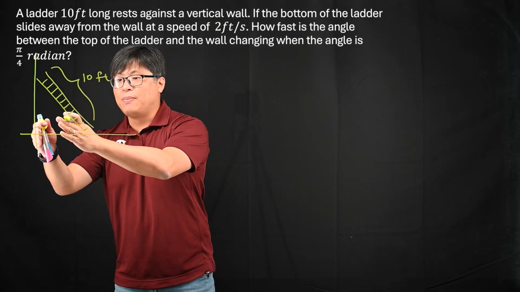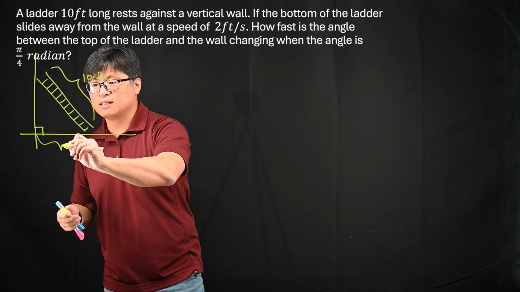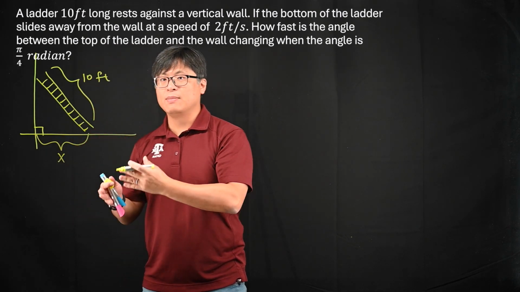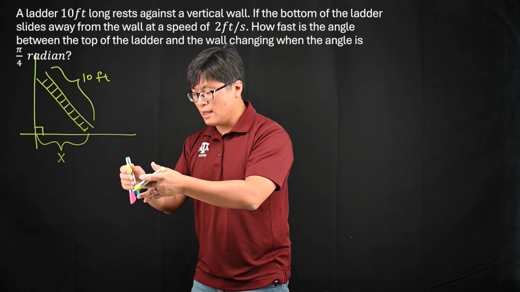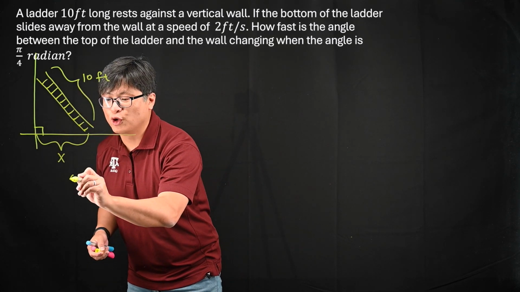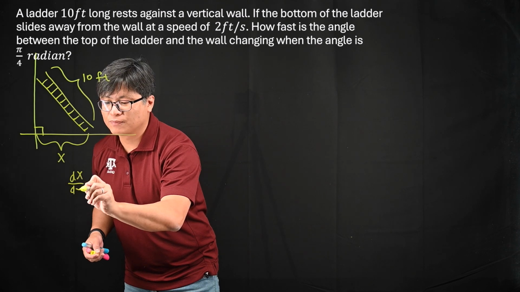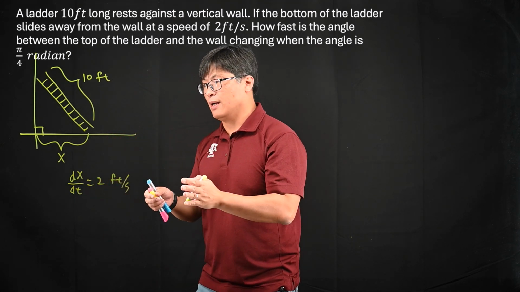They said the bottom of the ladder slides away, which means this is the quantity which is changing. So let me give you a variable, because this is different, okay? It's not a constant, but it's changing, right? And also the speed of this one is what? Given by 2 feet per second. So they are talking about dx/dt is 2 feet per second, okay? But keep that in mind.